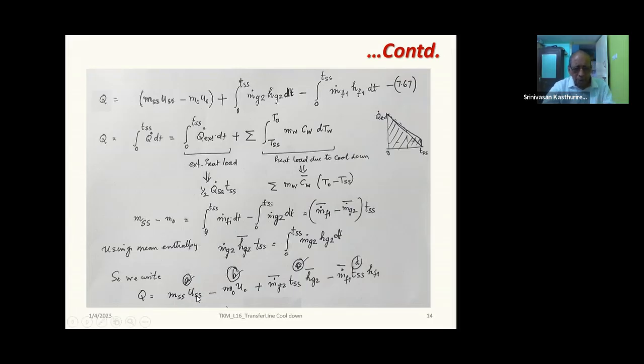MSS USS, the first term, remains the same, minus M0 U0, remaining the same. This term we are rewriting like this: the average value of m dot G2 multiplied by TSS multiplied by Hg2, minus m dot F1 average value multiplied by TSS multiplied by HF1 average value. So this is what we are writing. So this expression has been rewritten. Okay.